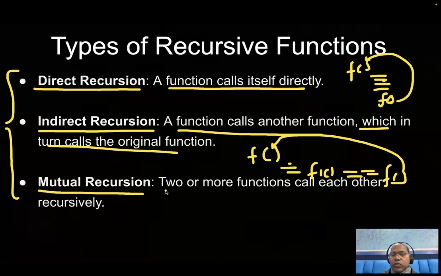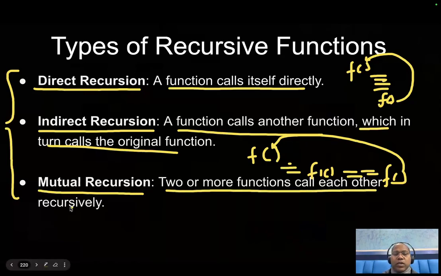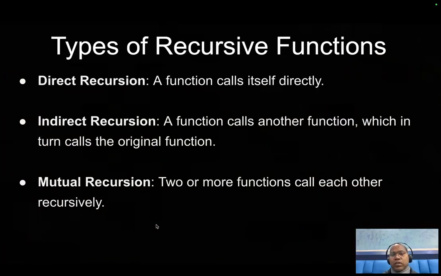Mutual recursion means two or more functions call each other recursively. So these are the permutations and combinations you can make. The final objective is that the same function is invoked directly or indirectly. Those situations are considered a recursive function.